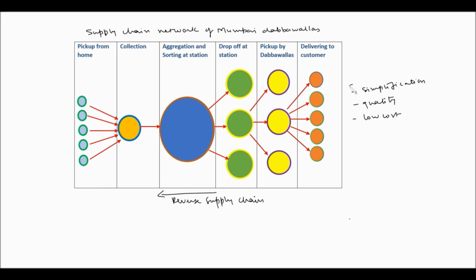So these three are the key parameters of any supply chain. If you can simplify a very complex supply chain, you can deliver with quality at a low cost. And that's what is achieved by the Mumbai Dabbawalas in this supply chain. So overall, they manage their supply chain very well, which means they provide high quality service at an affordable cost to the customers.